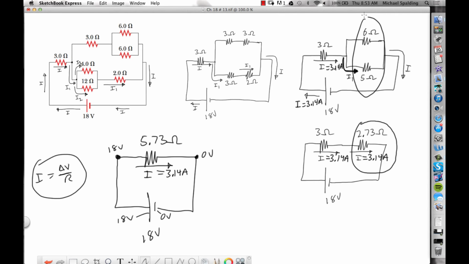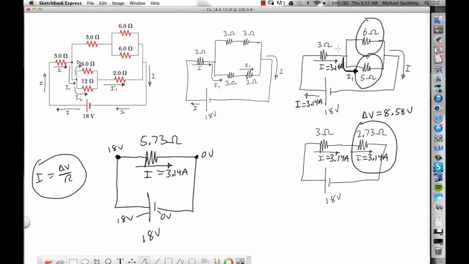So I'm going to find the voltage across the 2.73. The voltage across the 2.73, you go delta V equals IR. You get 8.58 volts. Okay? If the voltage across this guy is 8.58 volts, the voltage across this guy must be 8.58, and the voltage across this guy must be 8.58.